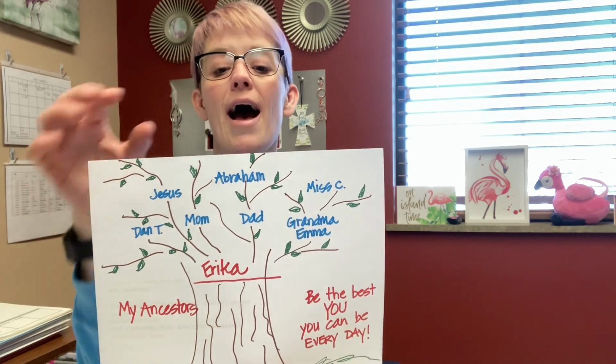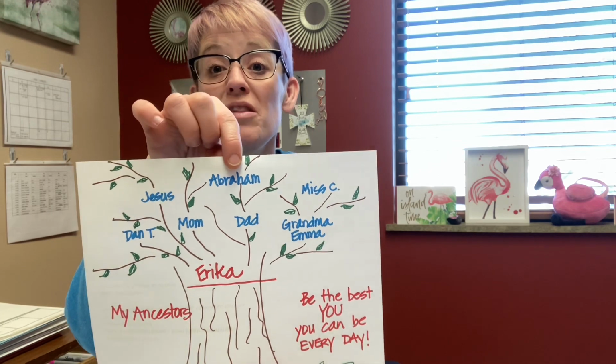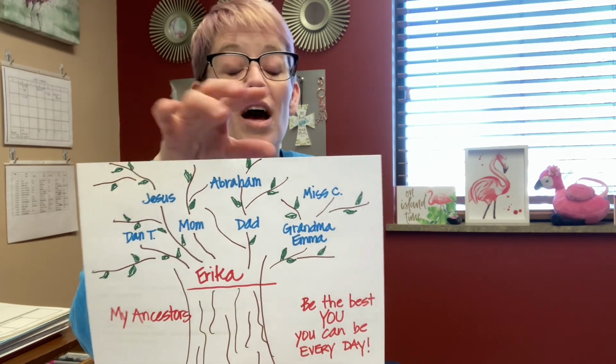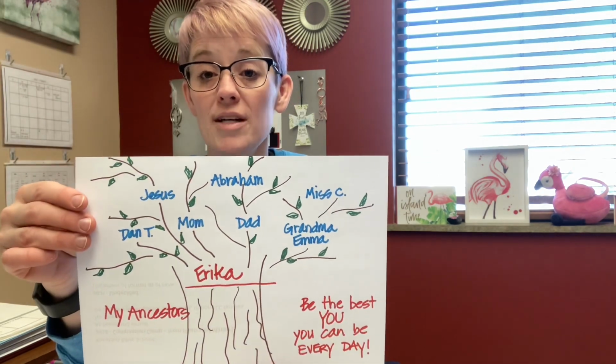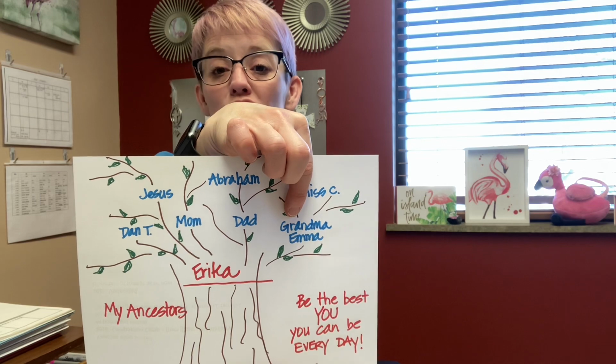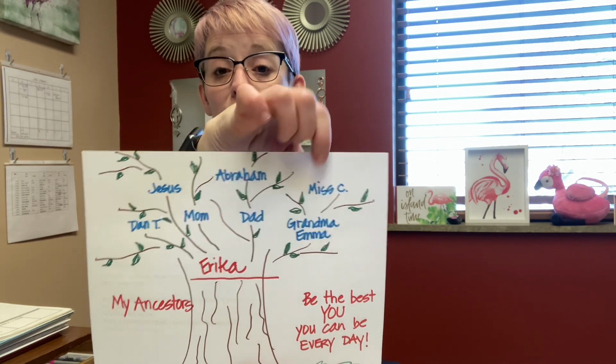I also have Abraham up here. Abraham is said to be the father of all people. He was the one that all the nations came from in the Old Testament. Then I have over here my grandma Emma. She was one of my ancestors. I learned so much from her, and I still do.